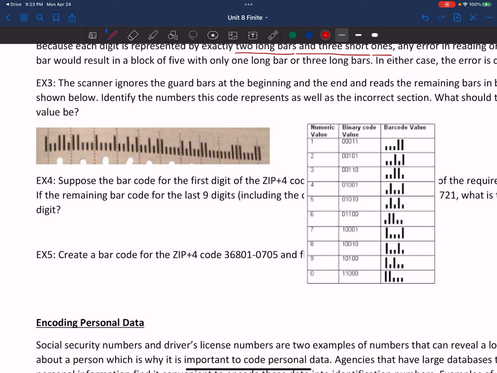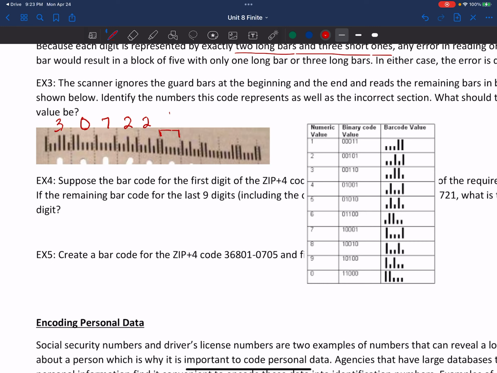I have short, short, tall, tall, short. That is 3. And then I have tall, tall, short, short, short. That's 0. Then I have tall, short, short, short, tall. That's 7. Short, short, tall, short, tall. That's 2. Short, short, tall, short, tall. That's another 2.